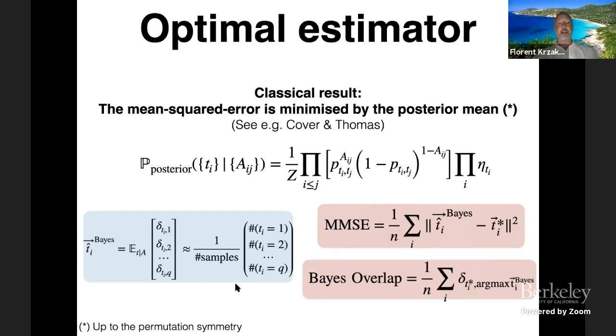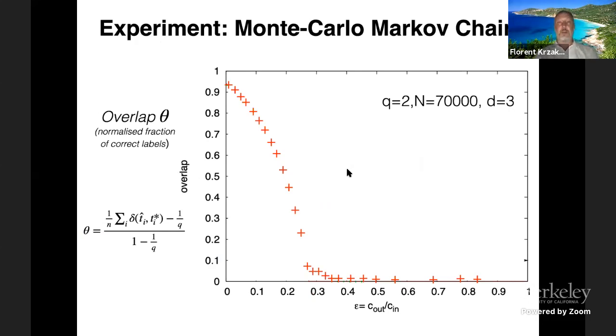Okay, so it's easy to do, except we have to sample from this measure, which of course is not easy. But let's try to do it first. Here I have done it. I wrote a Monte Carlo Markov chain for you. I ran it for an extremely long time. I used my best computer. I'm pretty sure that I'm mixing. So I'm confident I'm extracting a good configuration from this sampling problem. And then what I'm showing you is the overlap, that is the normalized fraction of correct labels that I find with this procedure for different graphs indexed by C out divided by C in.